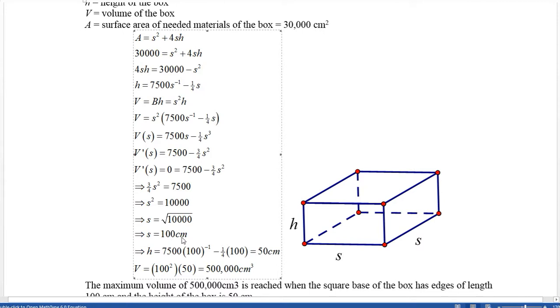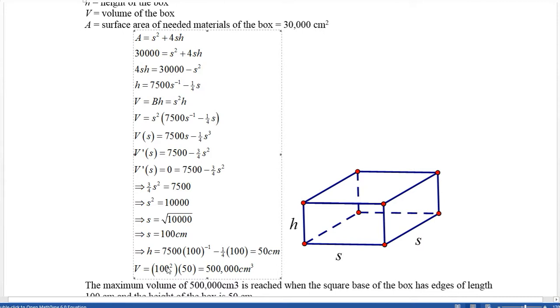So S is 100 centimeters. Now go back to the height function and plug in S is 100. This is 7,500 times 100 to the negative 1, or 7,500 divided by 100, which is 75, minus 1/4 of 100. 1/4 of 100 is 25. 75 minus 25 is 50. Of course, you can do that in your calculator if you want, but there we did it by hand. So that's 50 centimeters.